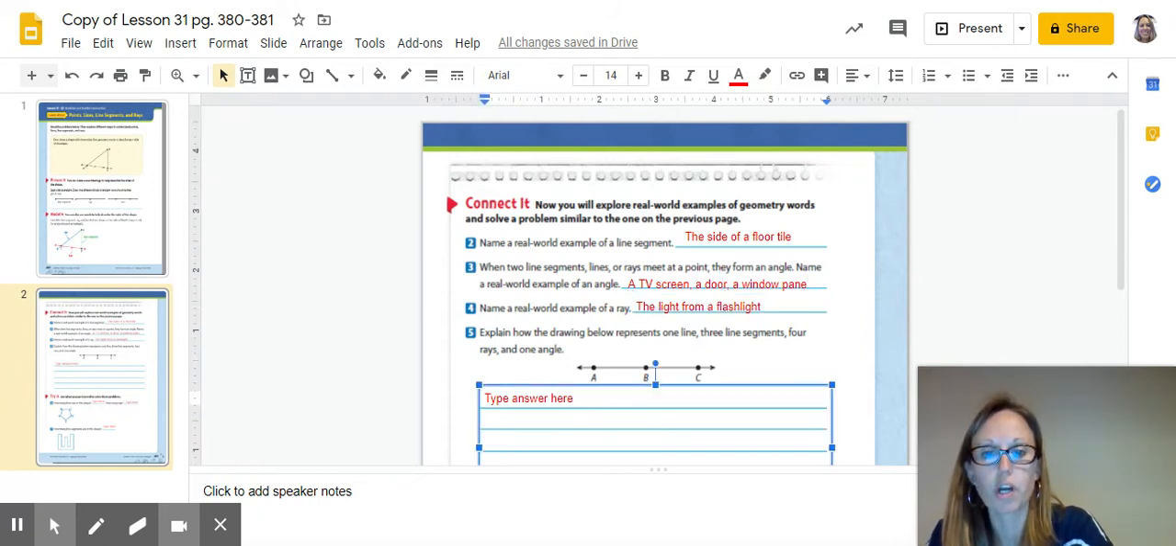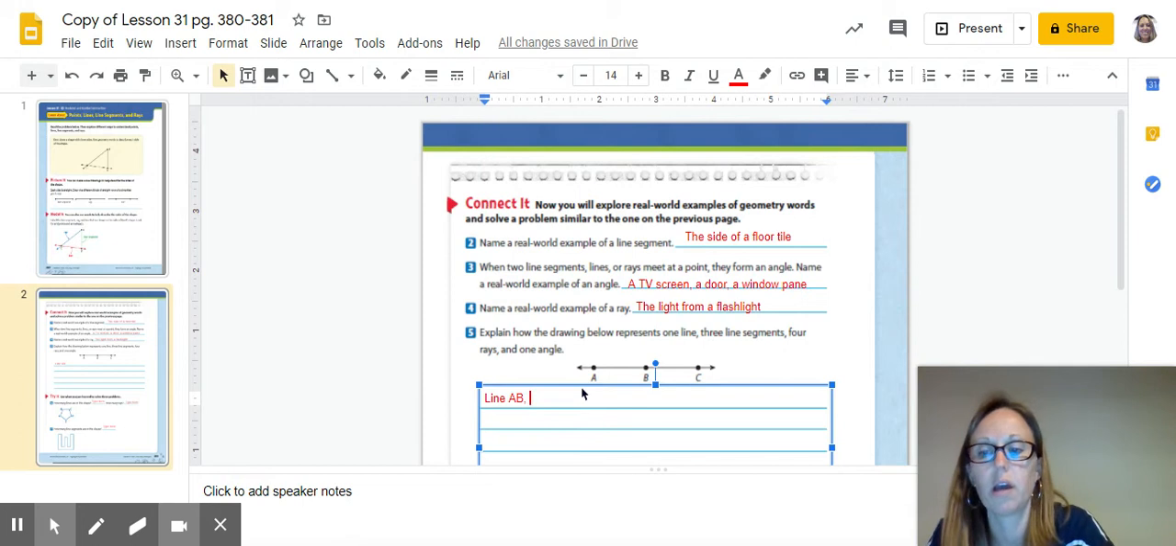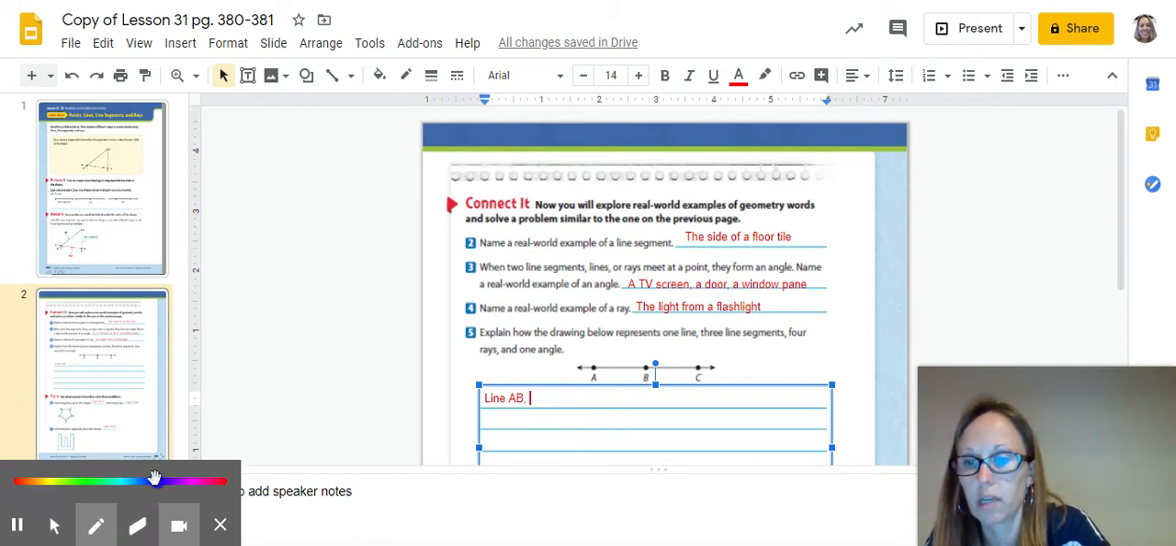Now we need to work on this problem. It says, explain how the drawing below represents one line, 3 line segments, 4 rays, and 1 angle. So let's talk about the lines first. If you're looking at this, you could label this as line AB. And because I don't have the drawing tool to be able to draw the line above it, I don't think I can. Well, let me try.